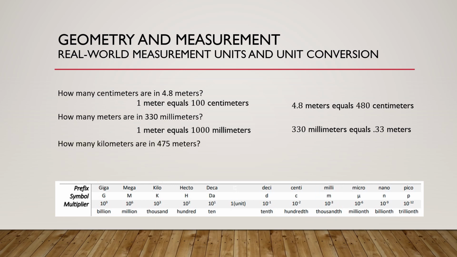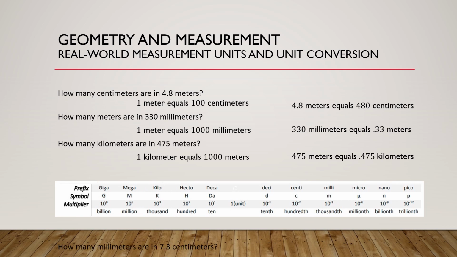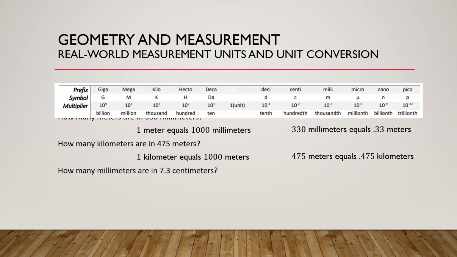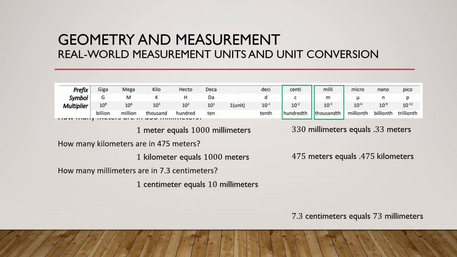How many kilometers are there in 475 meters? 1 kilometer equals 1,000 meters. Therefore, 475 meters equals 0.475 kilometers, moving the decimal over 3 spaces to the left. How many millimeters are in 7.3 centimeters? 1 centimeter equals 10 millimeters, so 7.3 centimeters equals 73 millimeters. Here we move the decimal 1 place to the right.